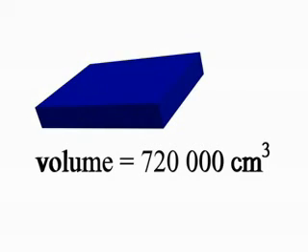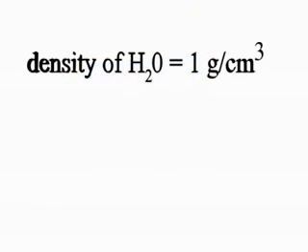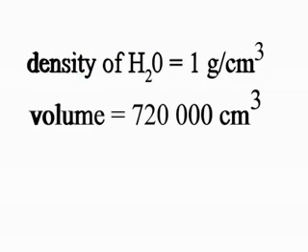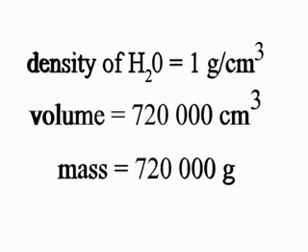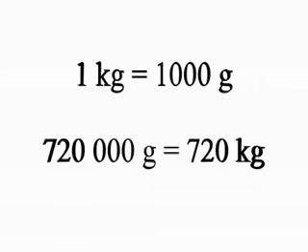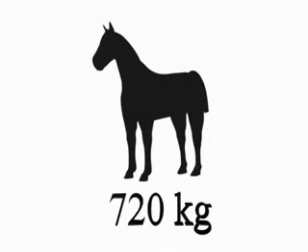Now we need to calculate its weight. Fresh water has a density of 1 gram per cubic centimeter. This means that 720,000 cubic centimeters of water weighs 720,000 grams. Let's change this to kilograms. 1 kilogram is 1,000 grams. This means the displaced water weighs 720 kilograms. The horse weighs 720 kilograms, the weight of the water it displaced.